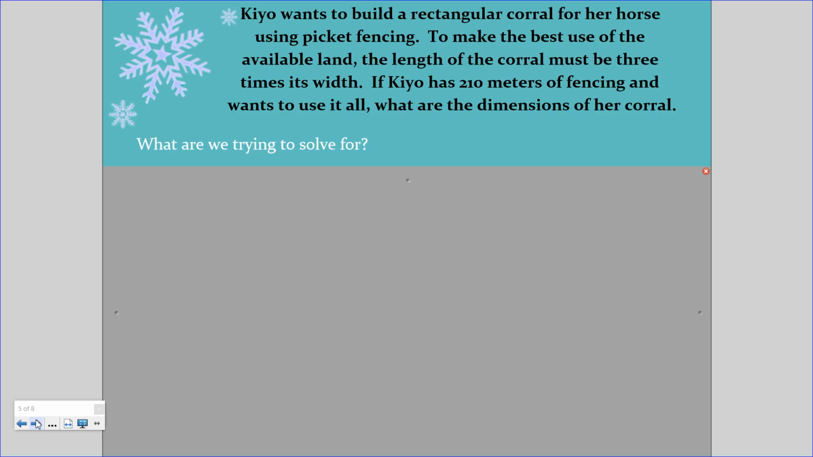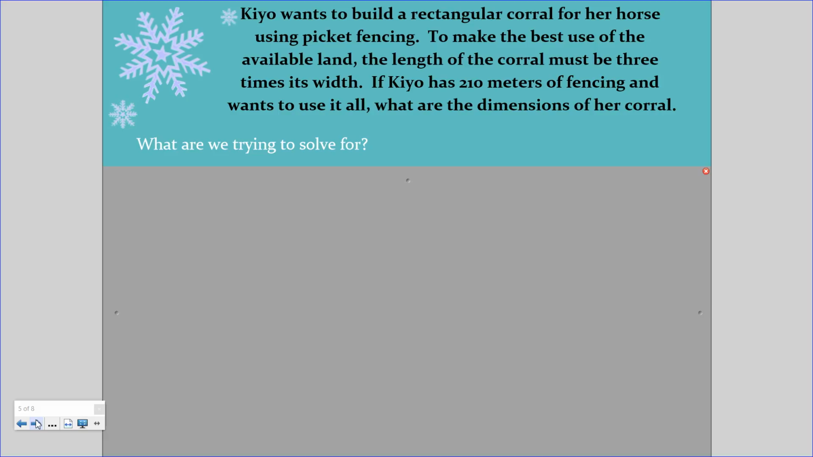Kaya wants to build a rectangular corral for her horse using picket fencing. To make the best use of the available land, the length of the corral must be 3 times its width. If Kaya has 210 meters of fencing and wants to use it all, what are the dimensions of her corral?